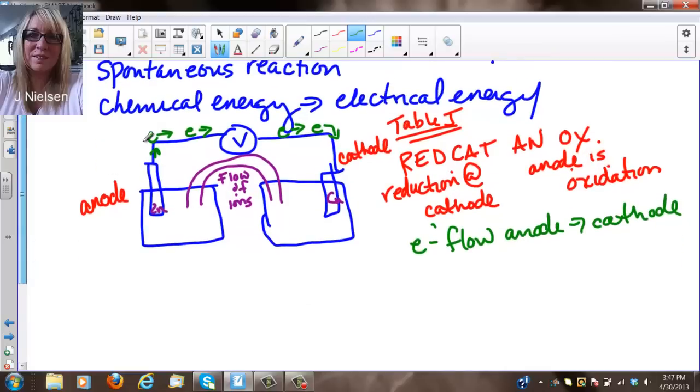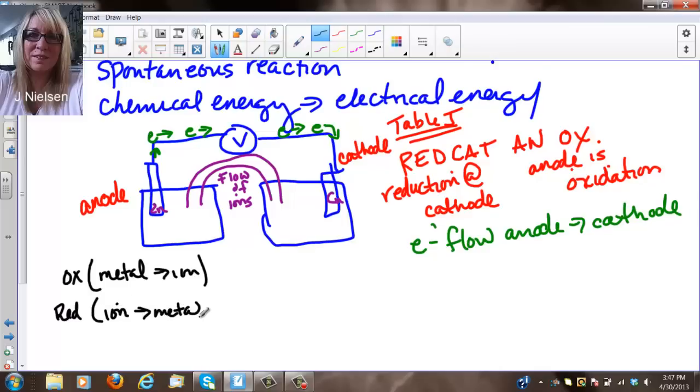If I asked you to write some reactions here, what is it that you could tell me? Well, you know zinc is being oxidized. So when we're oxidized, we go from the metal to the ion. And when we are reduced, we go from the ion to the metal. So we can write some reactions here. We have zinc 0 going to Zn plus 2 electrons.